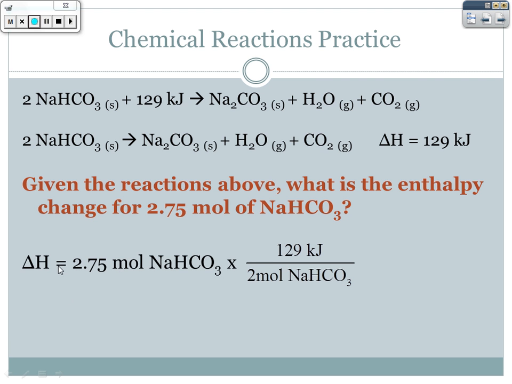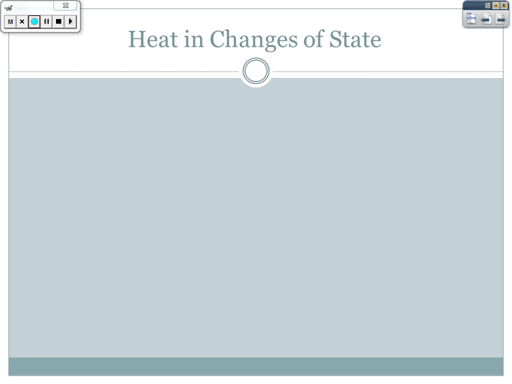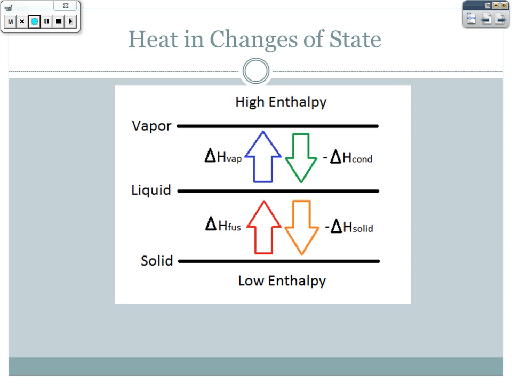So we're going to start then to figure out our answer with 2.75 moles, and we know that for every 2 moles of sodium hydrogen carbonate, you get 129 kilojoules. So if we multiply all that together, we get 177.375, or 177 kilojoules if we keep sig figs constant. So nothing too mind-blowing. Let's look about it in terms of changes of state.